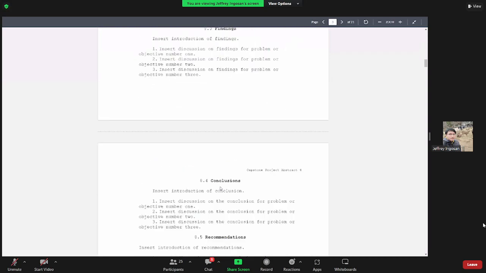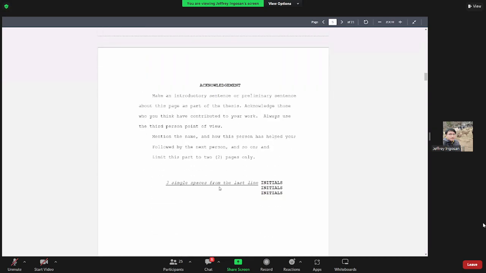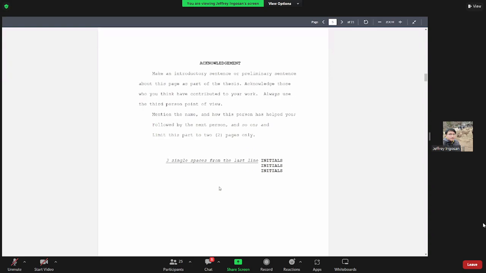Then we go to acknowledgement. In the acknowledgement, this is where you write and identify. You write and show your gratitude to some people who help you out in this study. So that's the acknowledgement.